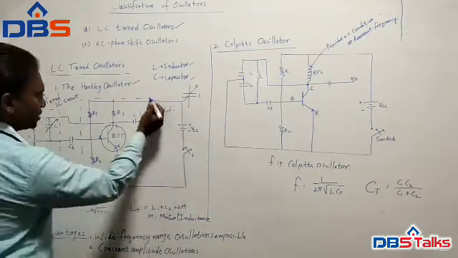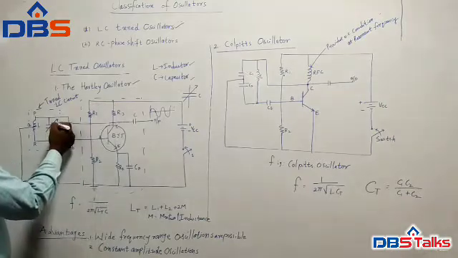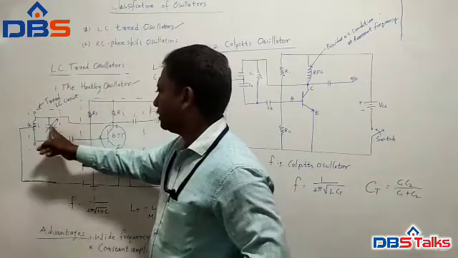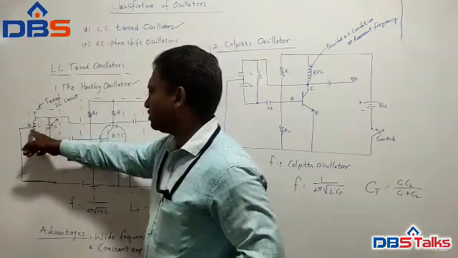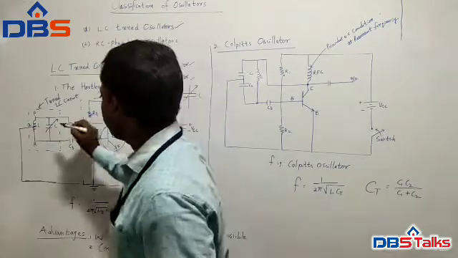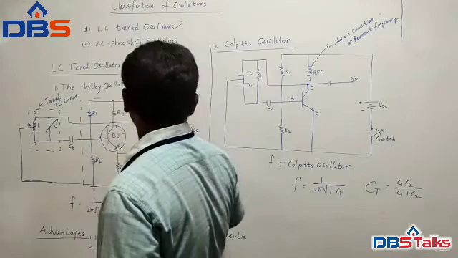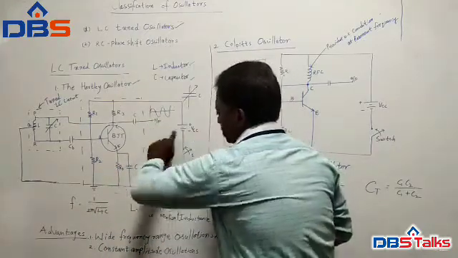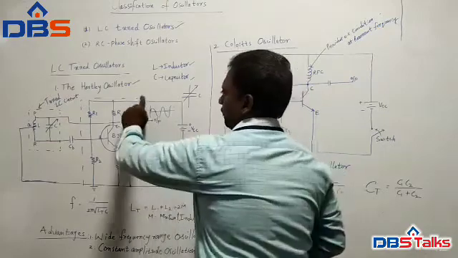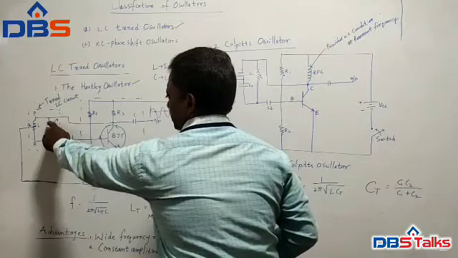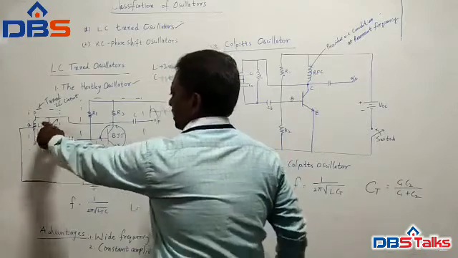Whenever the switch is closed, this capacitor charges to the maximum value. Once the capacitor charges to the maximum value, it discharges through the inductor. Initially, what happens when the switch is closed? Switch closed means, you see this arrow, the switch is closed in this direction. Now current flows like this through this capacitor, and it charges to the maximum value.